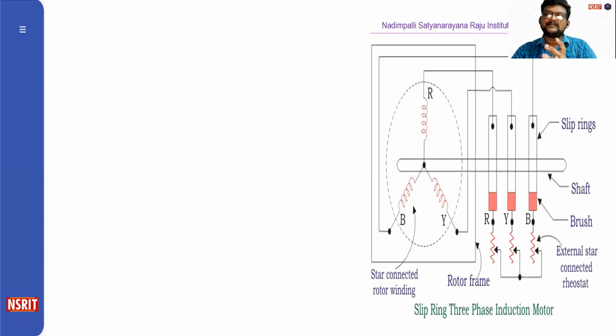At starting, the resistance is connected to the rotor circuit and is gradually cut out as the rotor picks up its speed. When the motor is running, the slip rings are shorted by connecting a metal collar which connects all slip rings together, and the brushes are also removed.